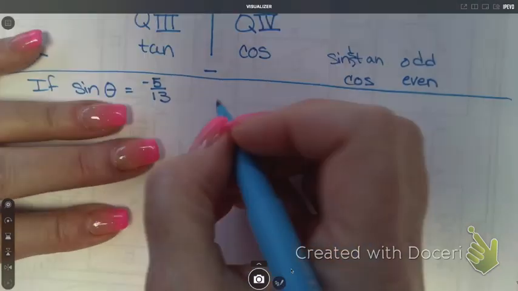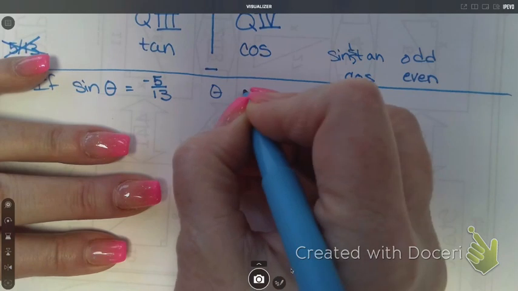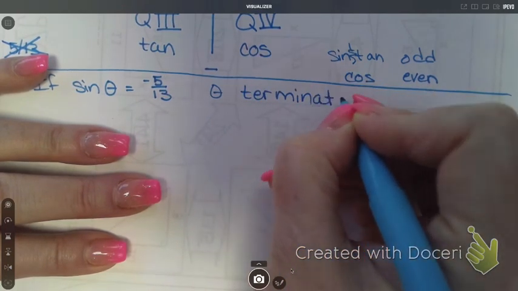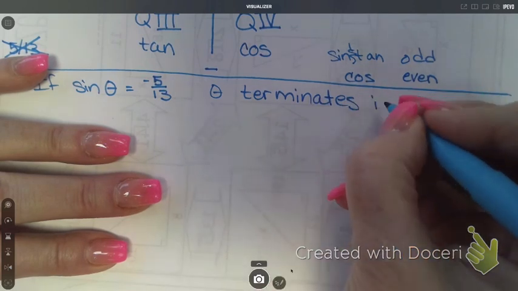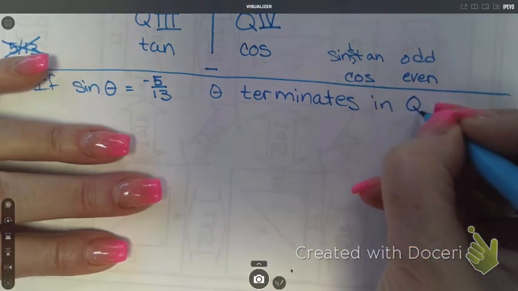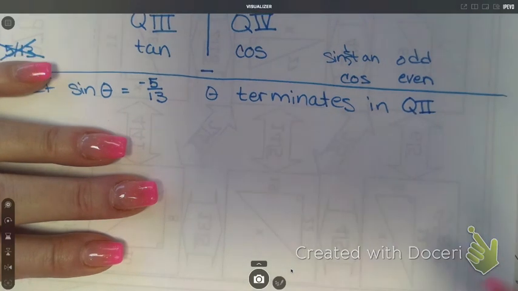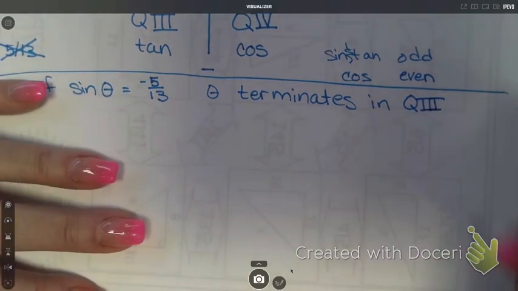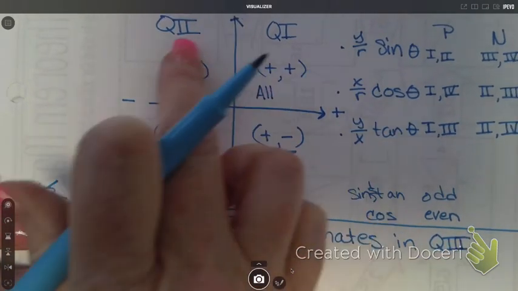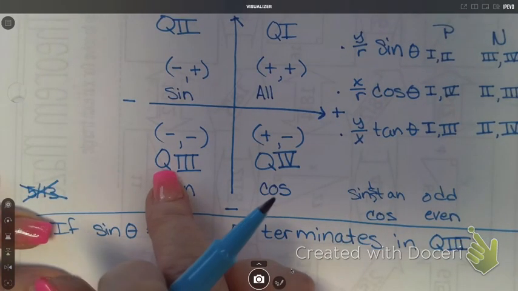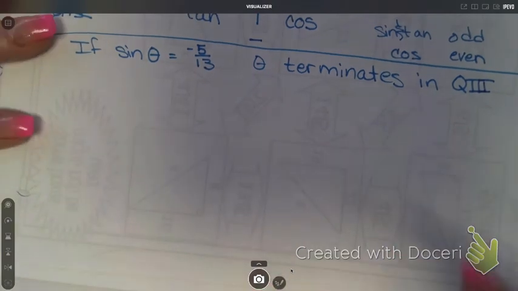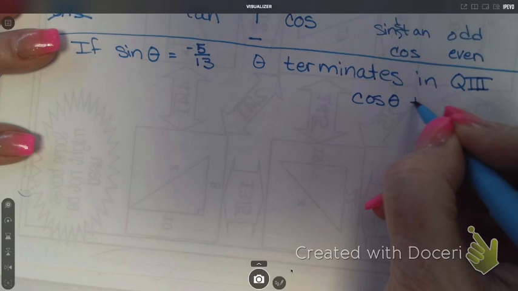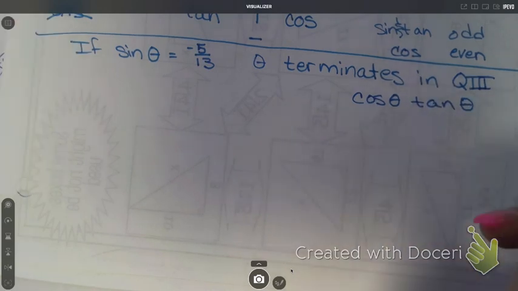Theta terminates. What does that mean? What's terminate mean? It stops. Oh, 3, not 2. Couldn't be a negative in 2, could it? It means when I draw my picture, it goes all the way over here and it stops. So we'll draw a picture. It says find cosine and tangent. Some of them will say find cosine and tangent, and others will say find all 6 trig functions.